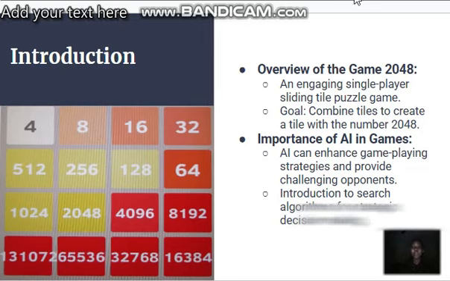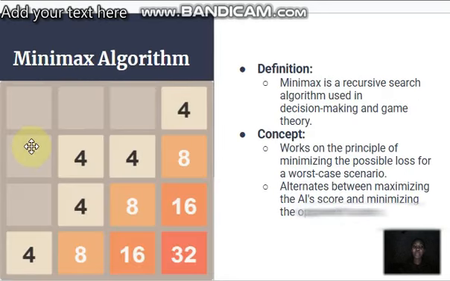So the game is won when a tile with the number 2048 is created. The game ends when there are no valid moves left, meaning no empty spaces and no adjacent tiles with the same number. For example, this grid is showing us that there are no more empty spaces. And then if you move onto this one, we can still see that we have empty spaces, so the game is not yet over.